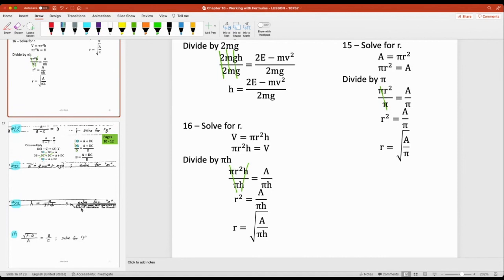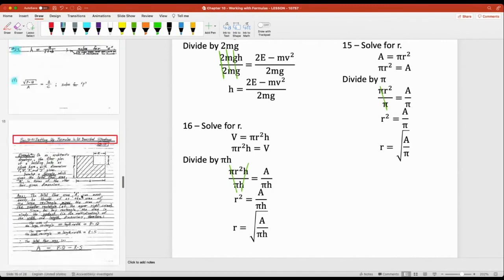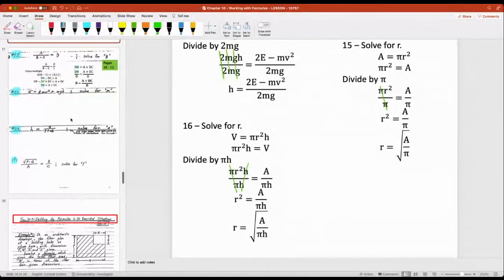Okay, so let's keep on going here. I have a few questions left to cover with you. We have 22, 23, and then this one F, which comes from page 12. So let's go and do these questions together.